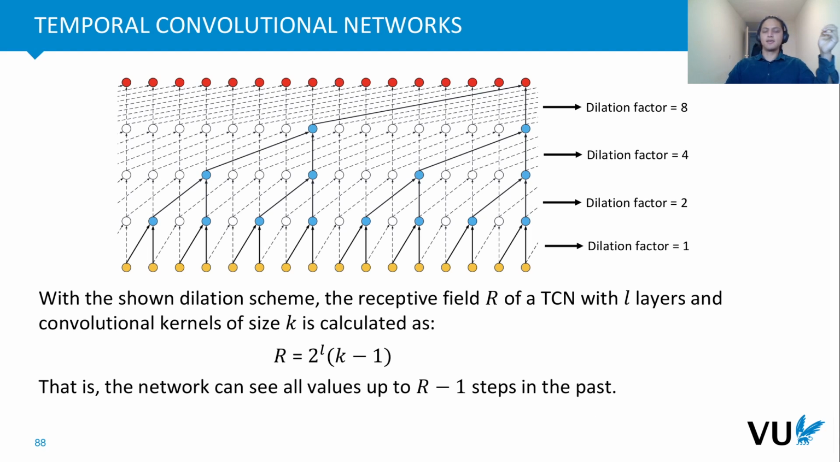Which means that with this we can observe up to R minus 1 steps on the path. We always consider, of course, the point at the same location, and since we have a receptive field of size 16, we can also consider 15 inputs in the past.